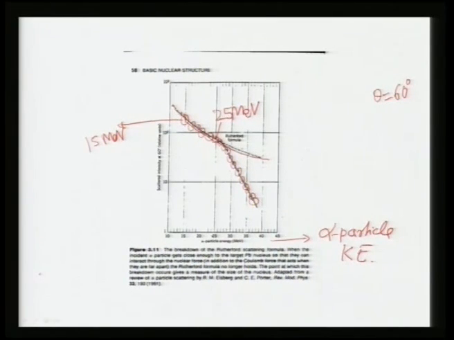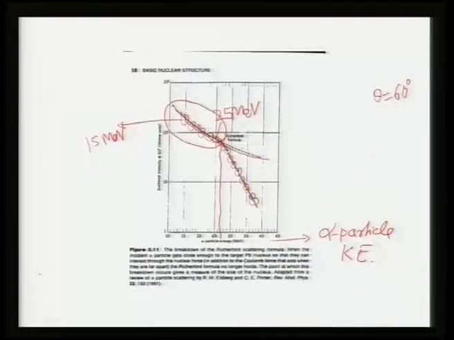You can see up to here, the calculated values using only Coulomb interaction match very nicely with the data obtained in the experiment. But once the kinetic energy is more than this, somewhere around 27 MeV or so, the Rutherford scattering formula is here and the data points are here. So, a very sharp deviation. This is the point after which the nuclear forces have started operating.